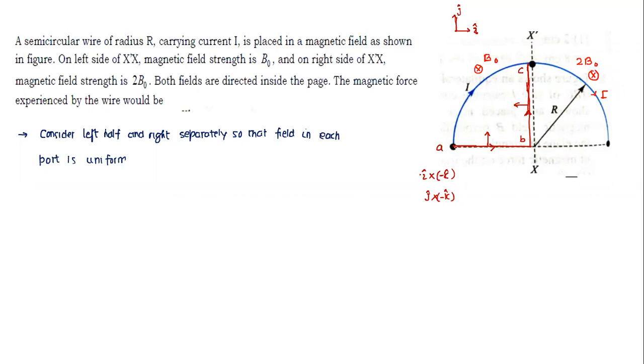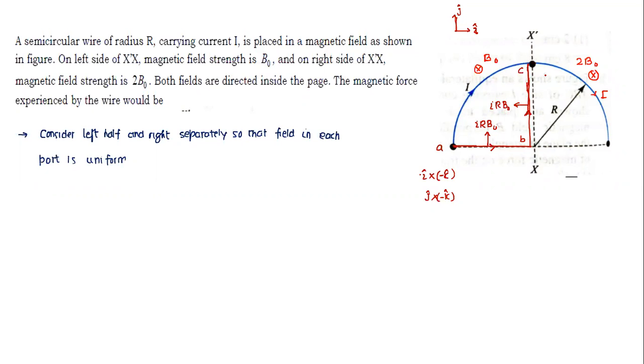So what would this force be equal to? This force will be ILB, and this is its direction. So I into R into B naught. This also is equal to I into R into B naught.